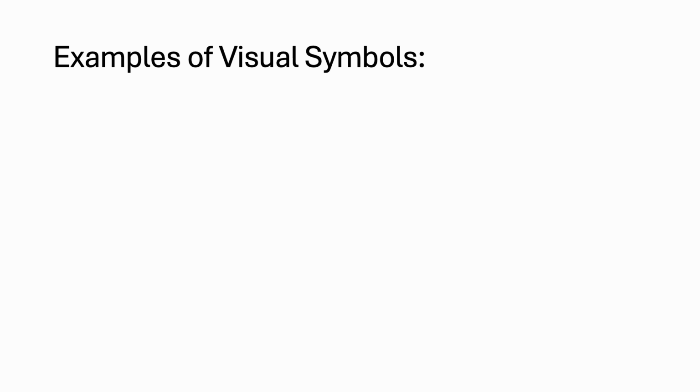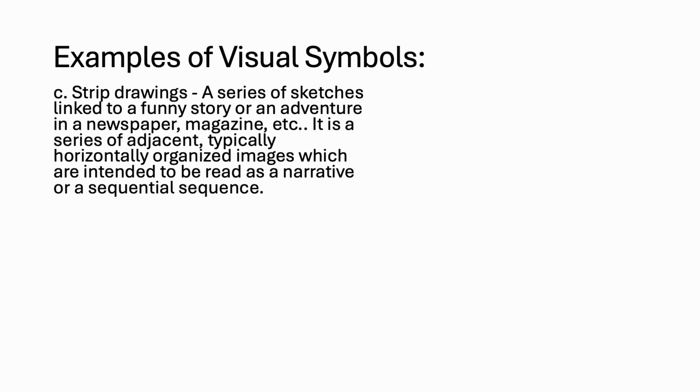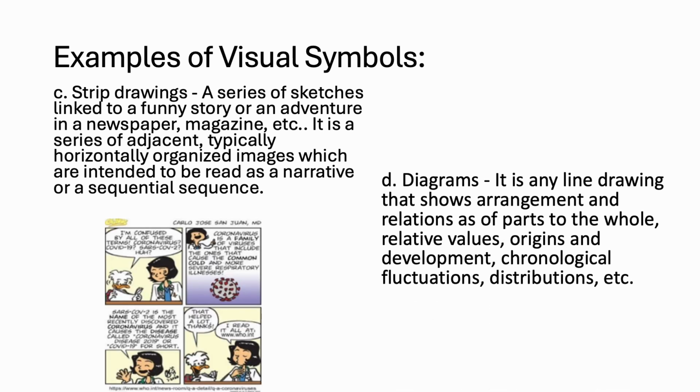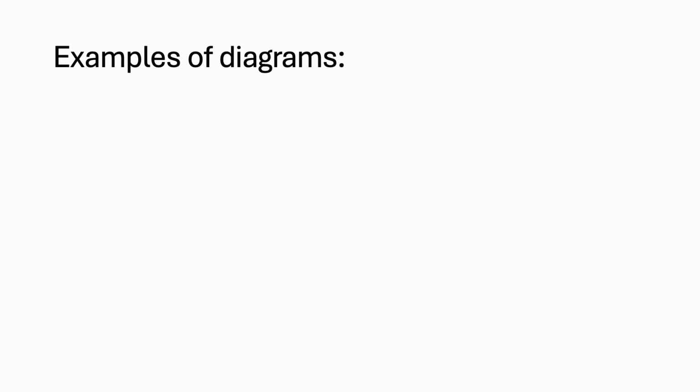Another good example of visual symbols are strip drawings, like what we call comics. It is a series of adjacent, typically horizontal, organized images with narrative or sequential events. Another type of visual symbols are diagrams, and we have a lot of examples of diagrams.